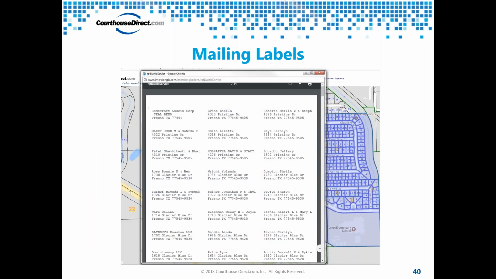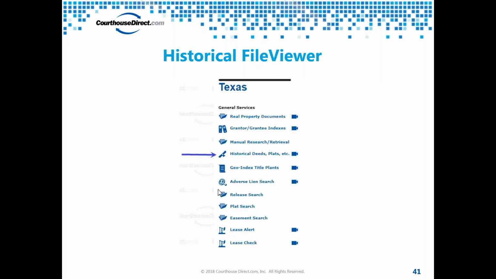So again, I don't think this is something that a title agency necessarily is going to use, but when you're out there marketing to your realtors or whoever it might be, let's say someone owns a retail operation in an area and they want to send a notice out to people that live in the area, a real good way to do that is through the mailing label function within the GIS.